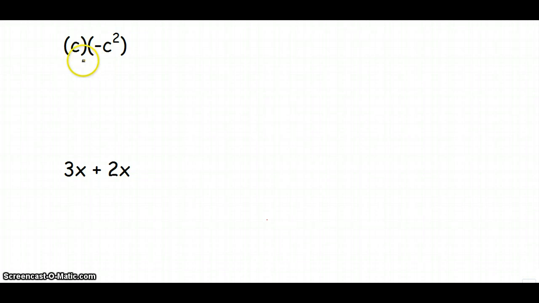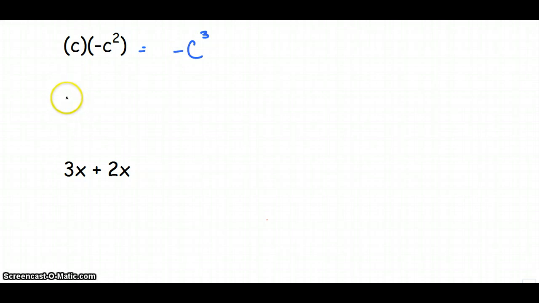Now I have c times negative c squared. This is when you've got to be careful. Look and see where the exponent is. This exponent is located inside the parentheses. So what I really have is c times the negative of c squared. So how many c's do I have? I have 3. How many negative signs do I have? I have 1. So this one's going to be negative c cubed.